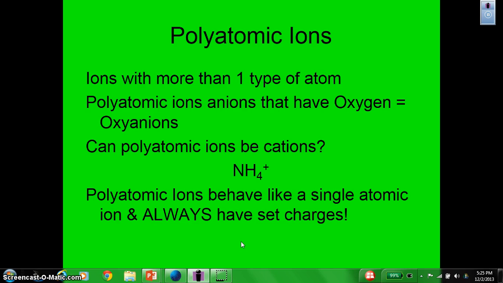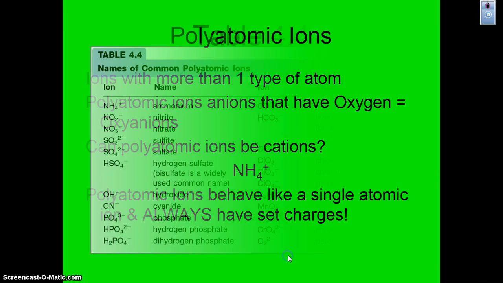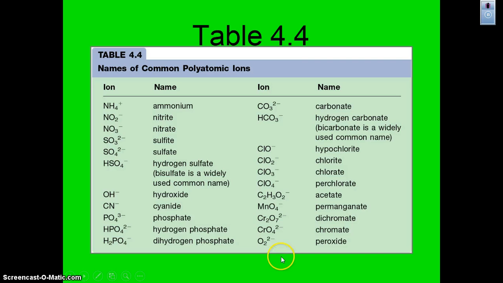Polyatomic ions behave like a single atomic ion and always have set charges. So just like our true metals, we always know what their charge is. We always know the charges on polyatomic ions, and they behave like a single atom. So here's a table of common polyatomic ions that are found in your textbook in chapter 5. It's not 4, but chapter 5. As we look at these, you'll notice that there's one cation, which is ammonium. Then we have all the others that are negative.